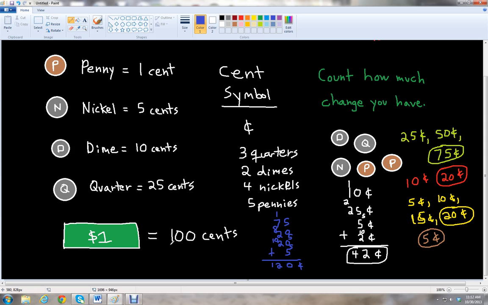But now a dollar is 100 cents. So we know we have $1, and then we have 20 cents left over from 100 cents. The way we write this is $1 with a decimal point, and then the cents go to the right of the decimal point, 20 cents. When you have 100 or more cents, you always put the dollars to the left of the decimal point, and to the right of the decimal point is how many cents you have. So $1.20.